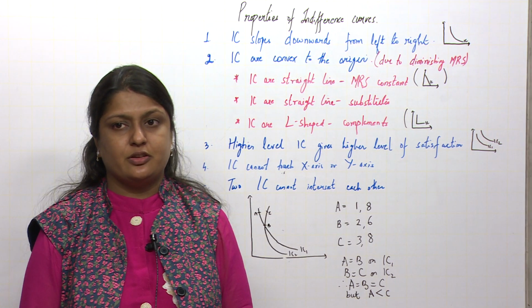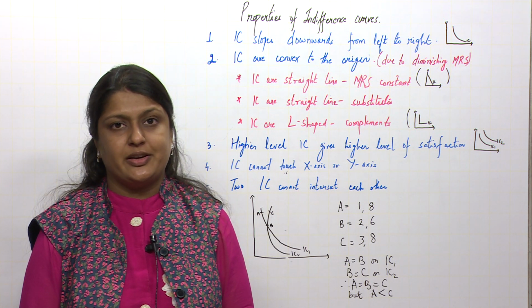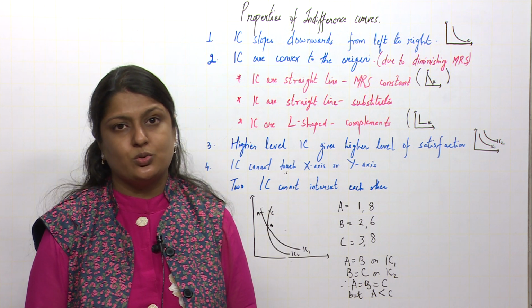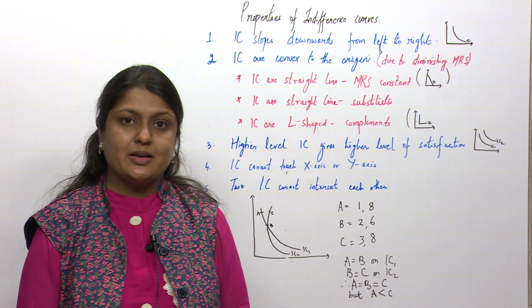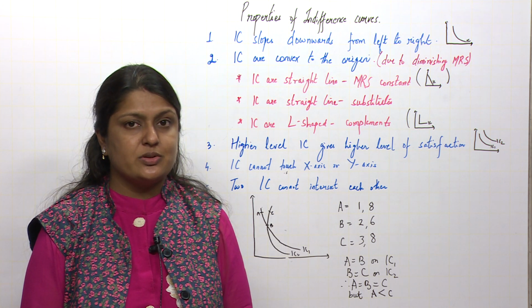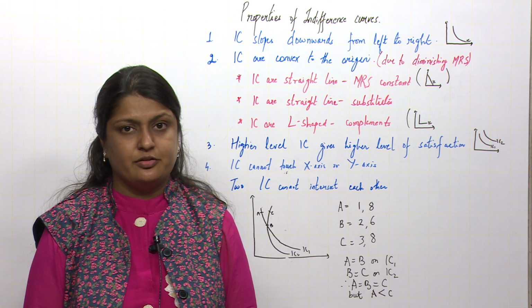Properties of indifference curve. An indifference curve slopes downwards from left to right. This is because of the inverse relationship between the two commodities. As we increase the consumption of one commodity, the consumption of the other commodity is reduced. Therefore, it gives a downward shape to the indifference curve.